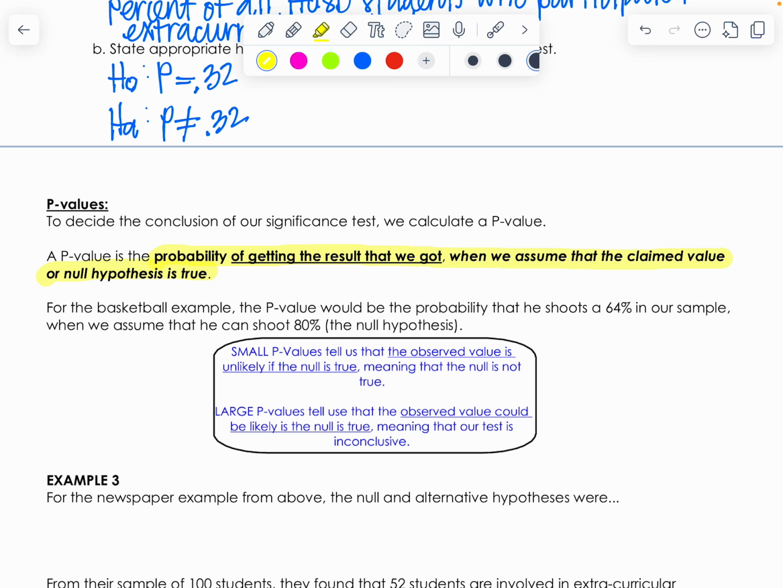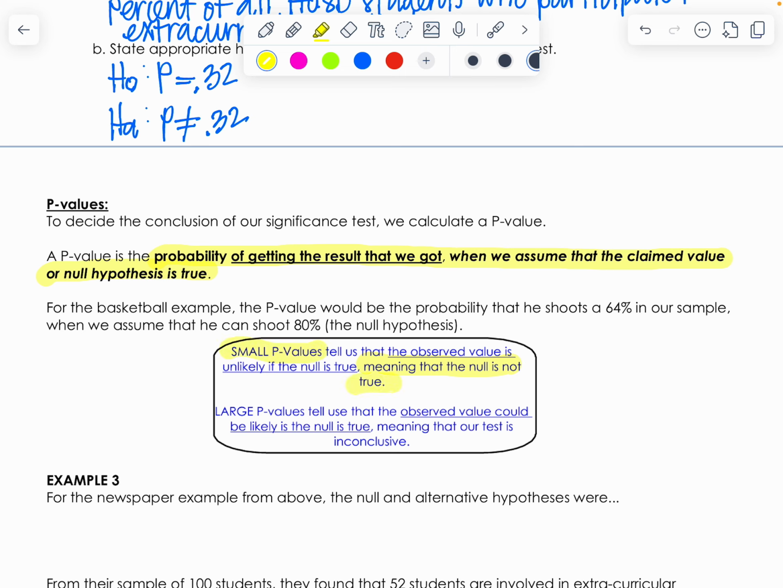If you think about this, in the end, a p-value is a probability, it's a percent. And if that percent is really small, then we shouldn't have assumed that the claimed value is true. So small values tell us that the observed value is unlikely if the null is true, meaning that the null is not true.